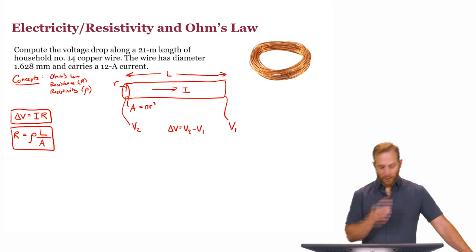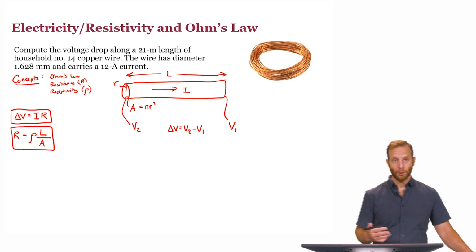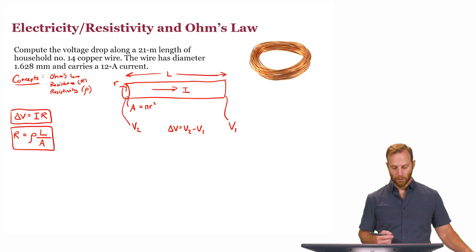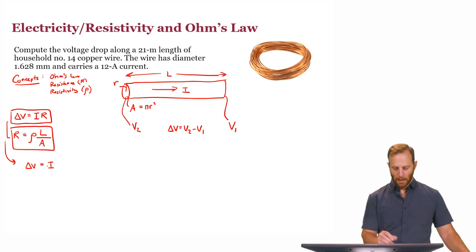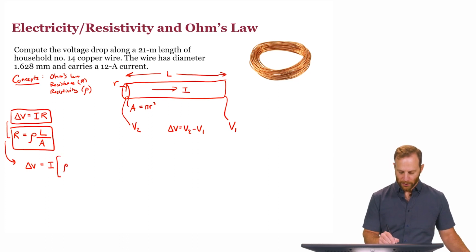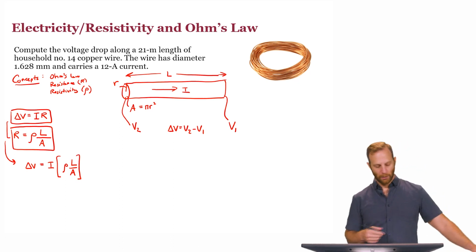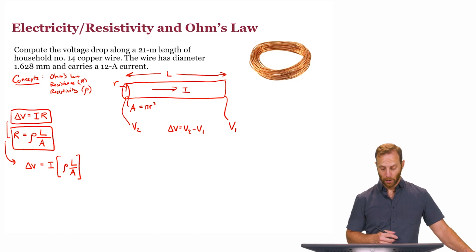Okay. So since we are looking for the voltage drop along this piece of wire, we can combine these two equations. I can write this as delta V equal to the current, which is given, times the resistance, which would be given by resistivity times length divided by the area. And so we need to figure out what all of those numbers are.